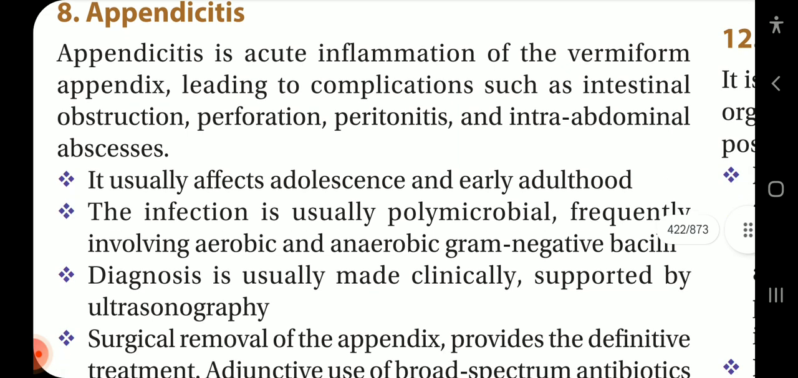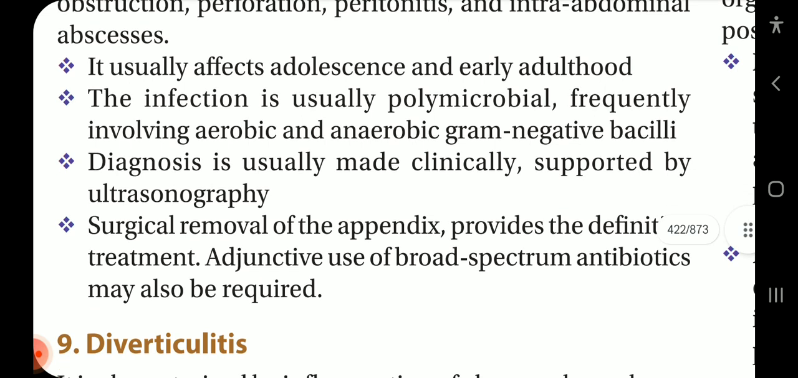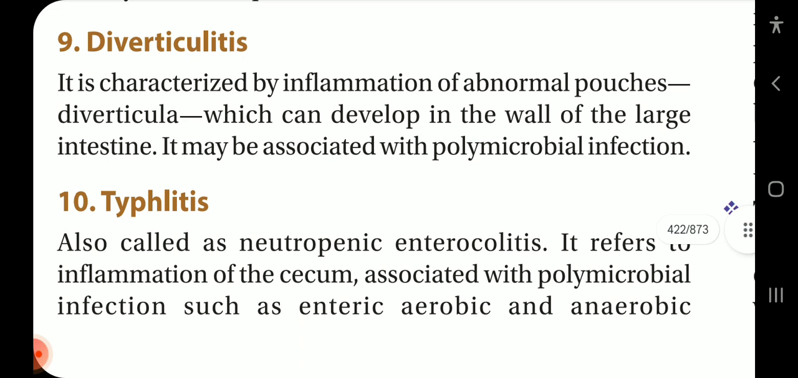8. Appendicitis. Appendicitis is an acute inflammation of the vermiform appendix leading to complications such as intestinal obstruction, perforation, peritonitis, and intra-abdominal abscesses. It usually affects adolescence and early adulthood. The infection is usually polymicrobial, frequently involving aerobic and anaerobic gram-negative bacilli. Diagnosis is usually made clinically, supported by ultrasonography. Surgical removal of the appendix provides the definitive treatment. Adjunctive use of broad-spectrum antibiotics may also be required. Diverticulitis. It is characterized by inflammation of abnormal pouches, diverticula, which can develop in the wall of the large intestine. It may be associated with polymicrobial infection.